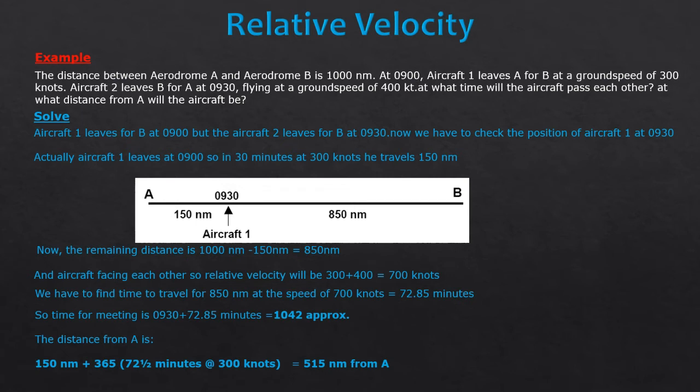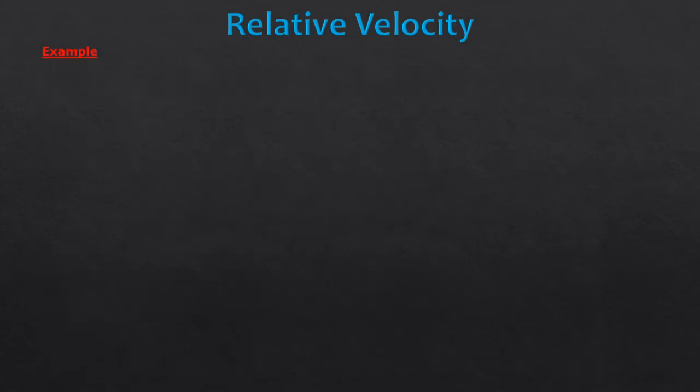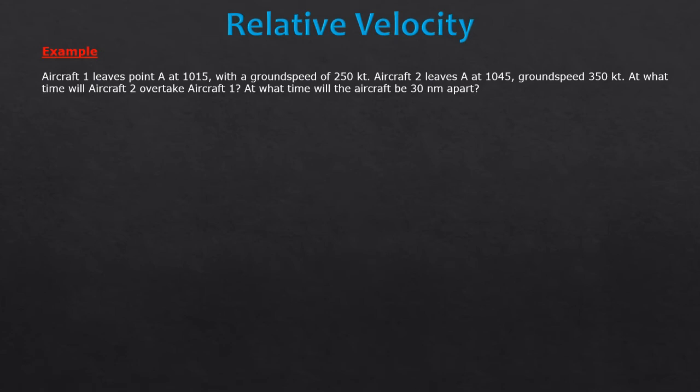This is the answer, and the meeting time is 10:42. We'll see the other example. Aircraft 1 leaves point A at 10:15 with a ground speed of 250 knots. Aircraft 2 leaves A at 10:45, ground speed 350 knots. At what time will aircraft 2 overtake aircraft 1? At what time will the aircraft be 30 nautical miles apart?